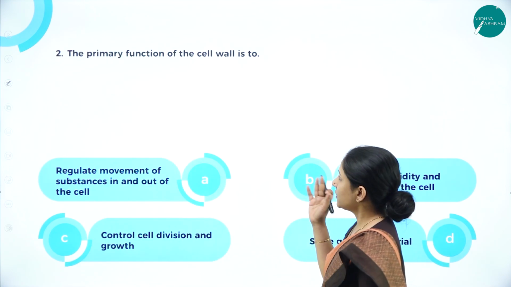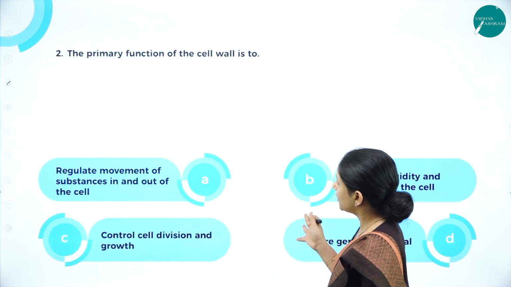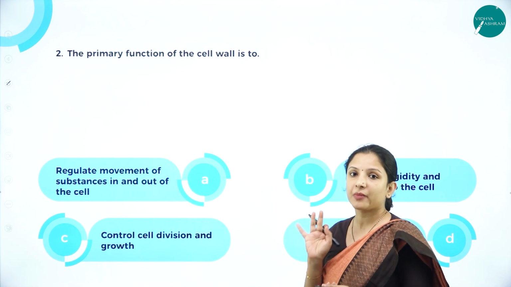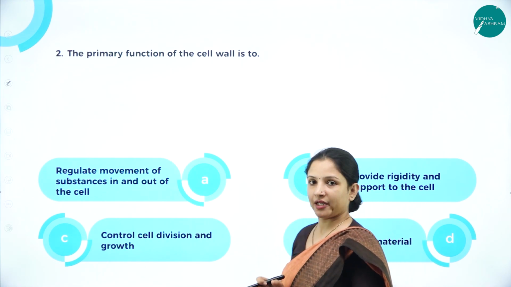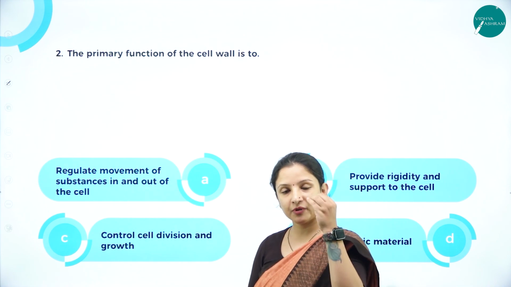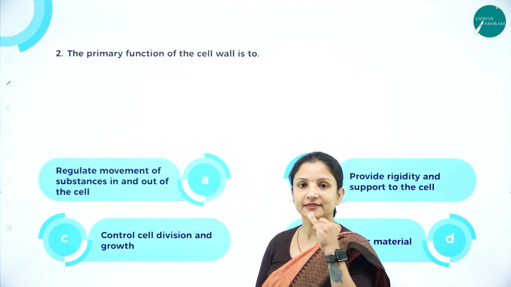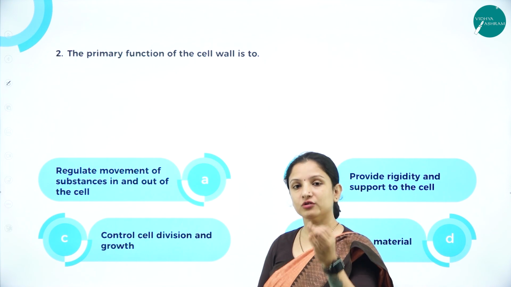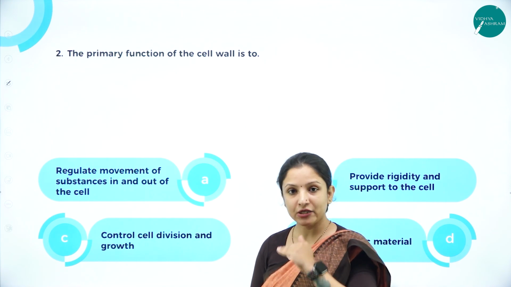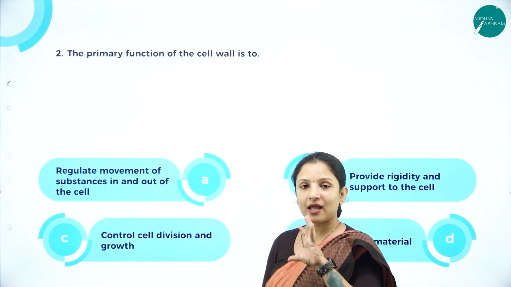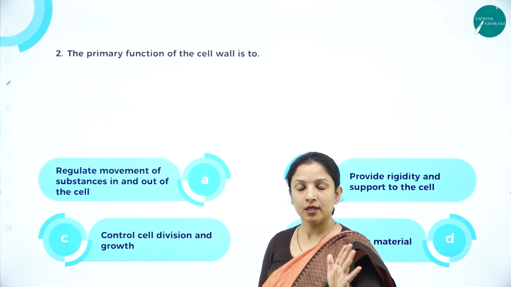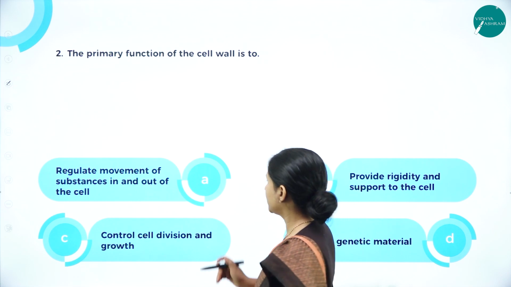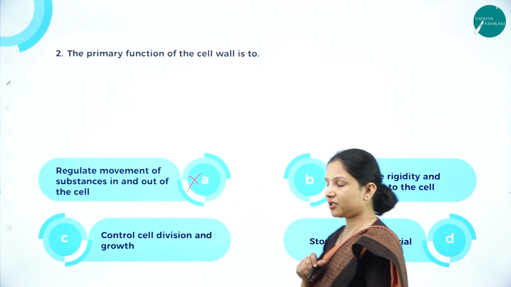So the next question: the primary function of the cell wall is to... So we have to find out the main function. Regulate movement of substances into and out of the cell? The cell wall actually prevents the entry of certain substances, macromolecules and harmful pathogens into the cell. But it does not take care of which substance has to enter and which substance has to go out. No, that is the function of the plasma membrane. So this option needs to be eliminated.